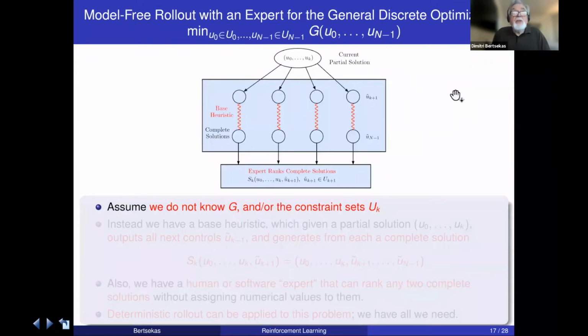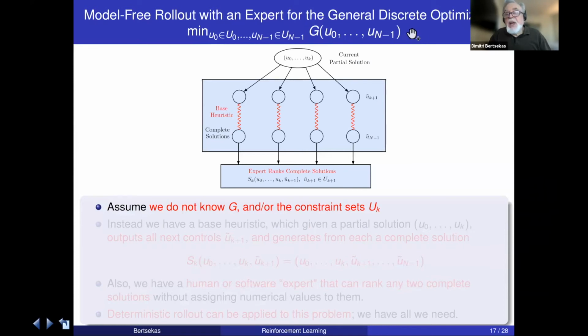So here's another variation now, a model-free variation of rollout, which applies to problems where we have a computer model, but not a mathematical model of the problem. And we're going to consider it in the context of the general discrete optimization problem, where we have n variables, u0 up to un minus 1, that all enter into a general cost function G. That's the problem we want to solve.